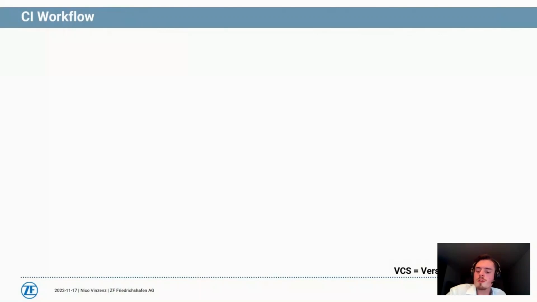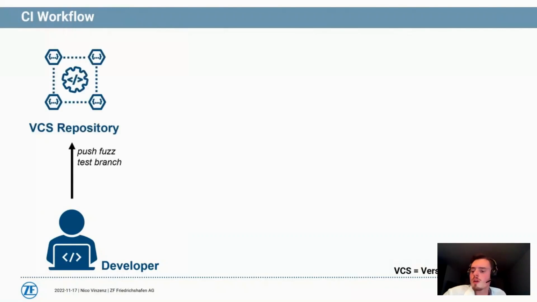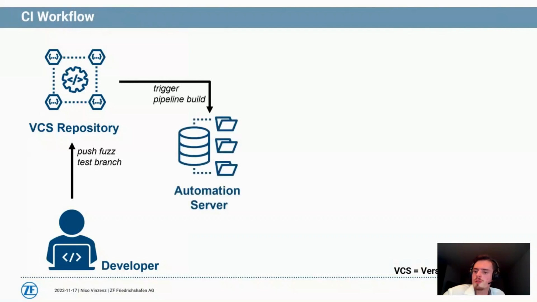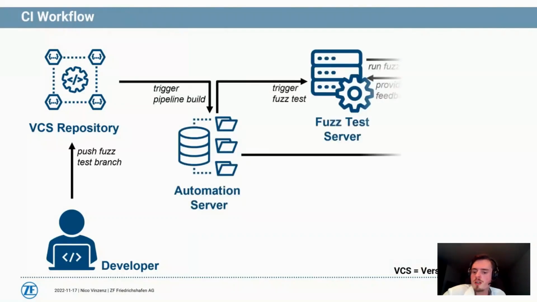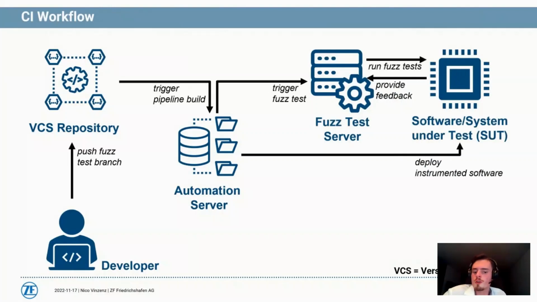Of course, this is very dependent on which kind of process you decide on in the end, what kind of setup you have at your company, or which kind of tooling you have. The workflow I sketch here would be for a software level fuzz test. So a developer, for example, could just write fuzz tests for some kind of software, push it to a version control system repository, the fuzz test branch, which would trigger a pipeline build on an automation server like Jenkins. You would then have it automatically deployed on your test system. The fuzz test would be triggered.